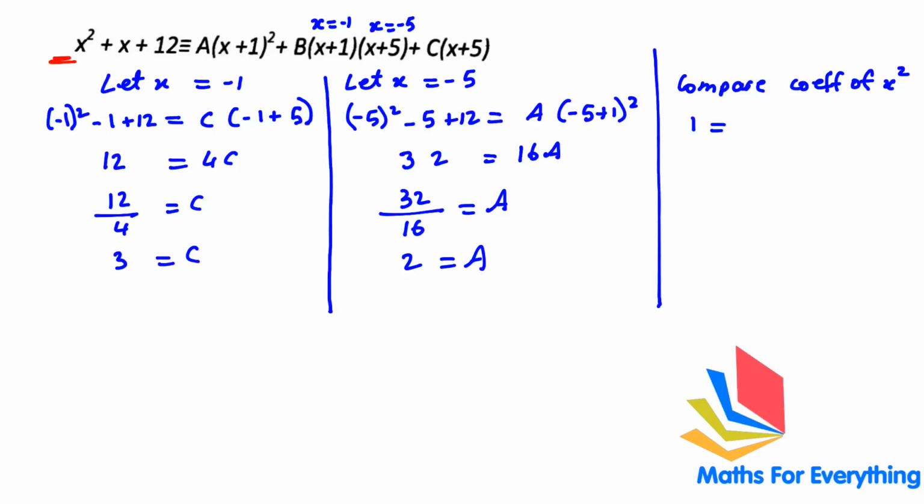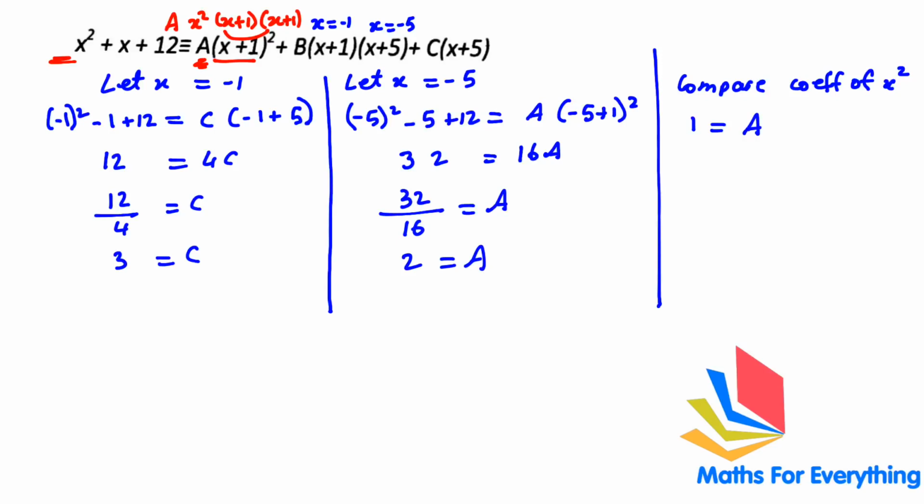And where else can we find x squared? This is x plus 1 squared. It means x plus 1 times x plus 1. So x times x will give us x squared, and there's an A out front. So you have Ax squared. So the coefficient of x squared here is A.